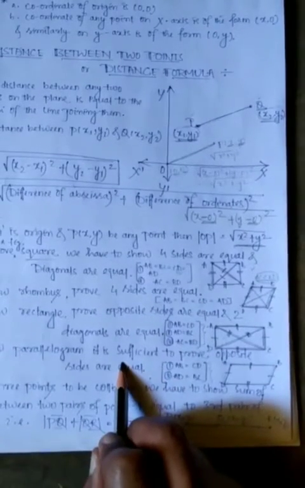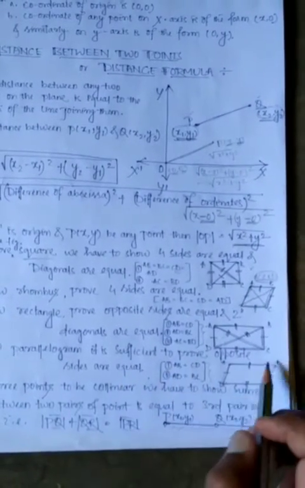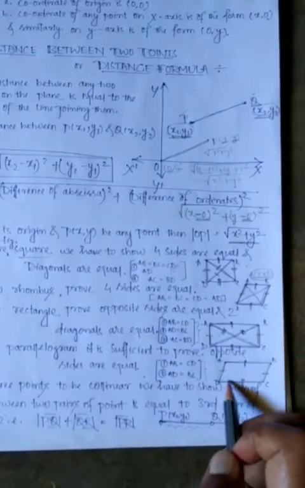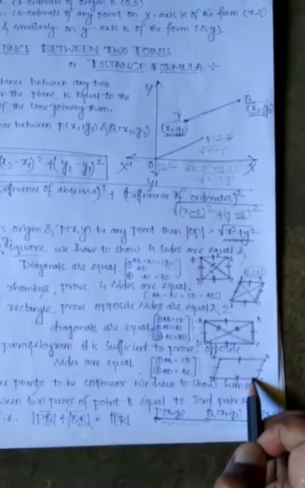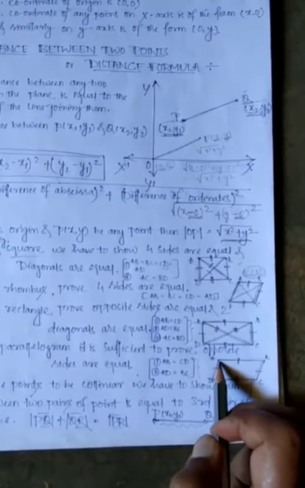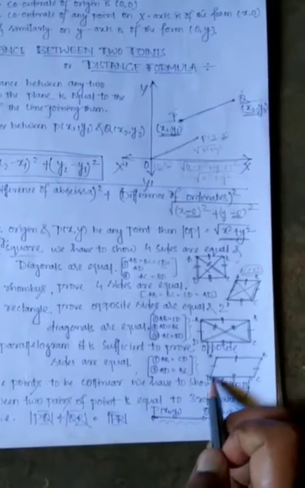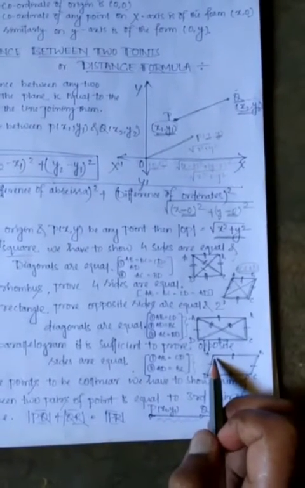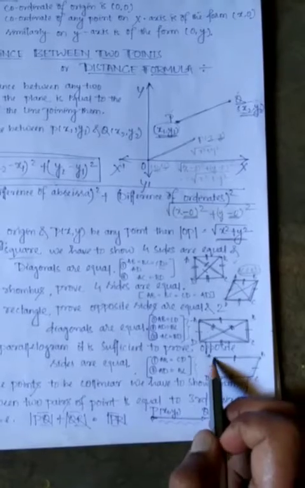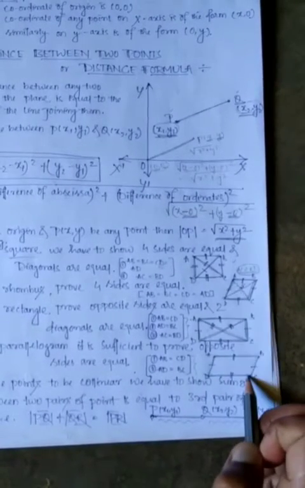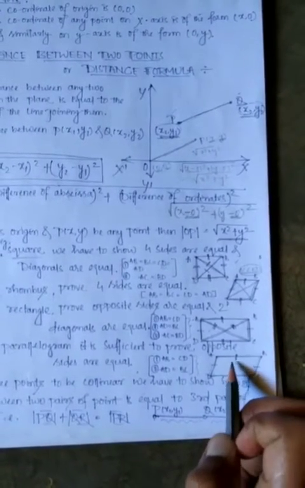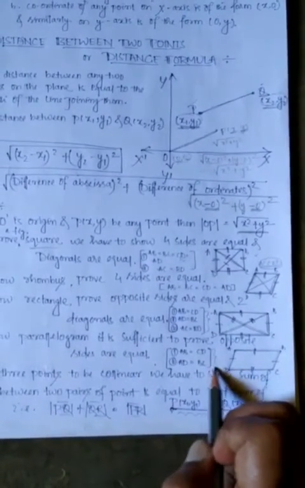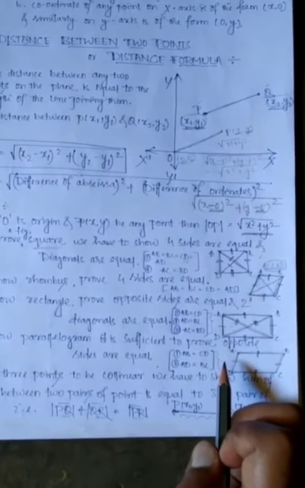Next, to show a parallelogram. What is a parallelogram? A parallelogram is a figure in which two opposite sides are equal as well as parallel. So here AB is parallel to CD and AB is equal to CD. This is the first, and in the next, AD is equal to BC and AD is parallel to BC. So to show a parallelogram, we need to show these two conditions using the distance formula.